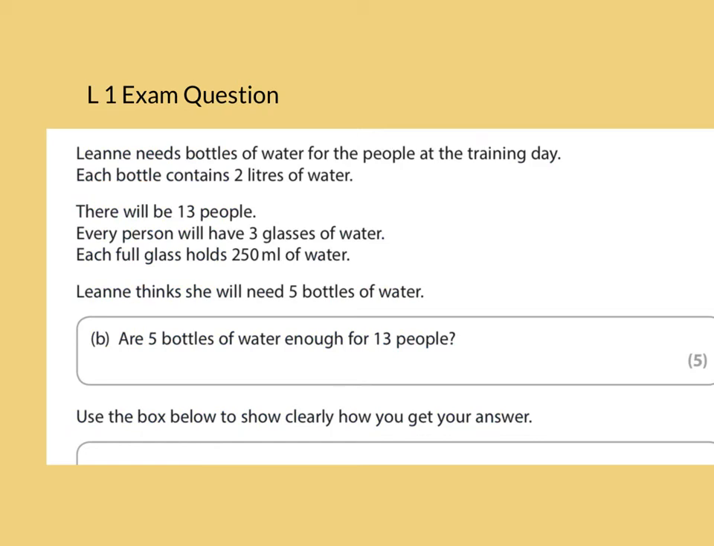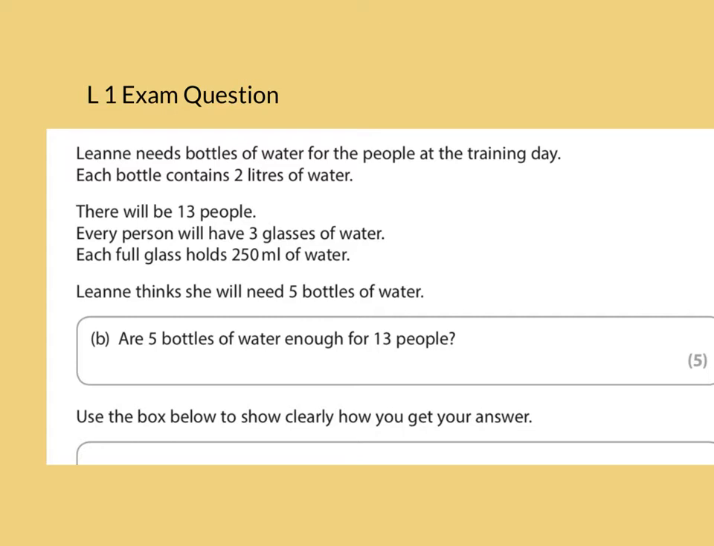Next I've got an exam question just to talk you through. If you want to have a go at the question, obviously please have a go and pause the video. You can have a look at my answers. I'm going to talk all the way through it in a minute. So the first thing I'll do whenever I see a new exam question is go through and maybe highlight the key things that I want.